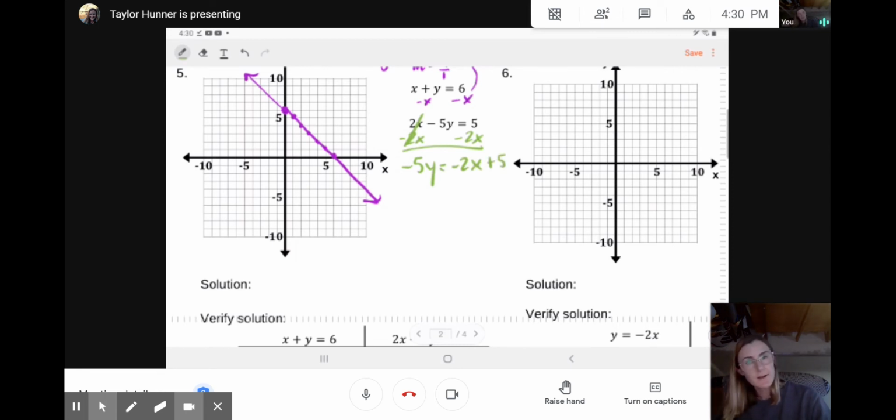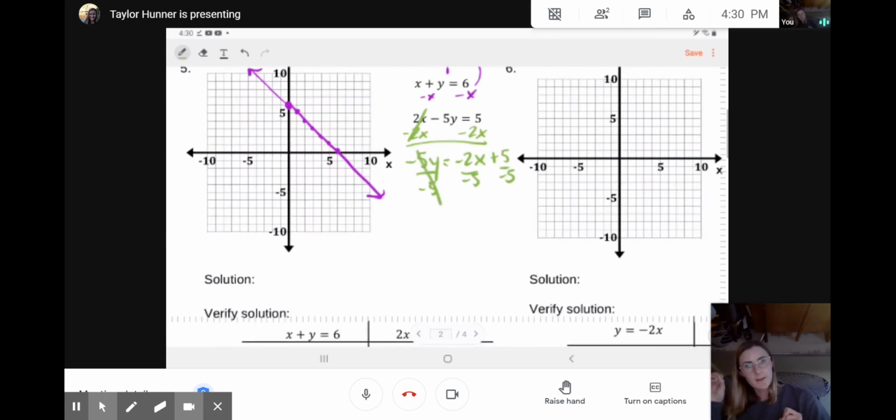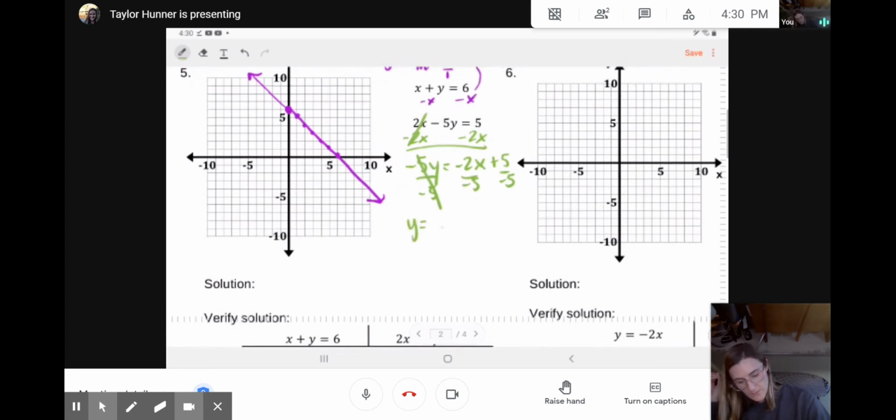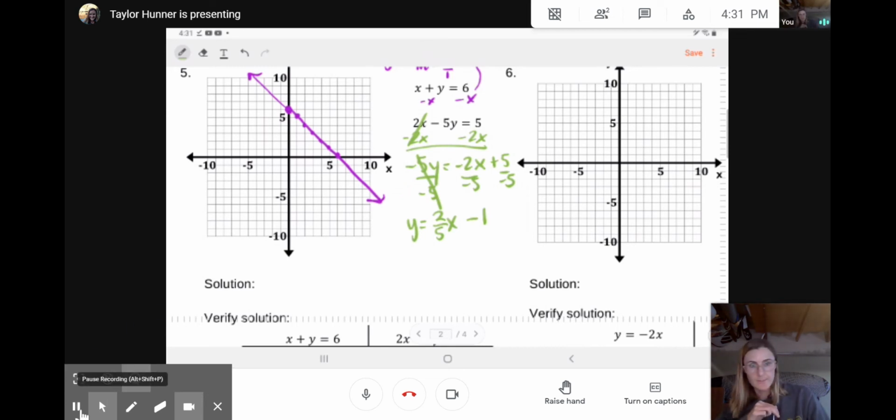I'm trying to get rid of that negative 5 now, and right now it's being multiplied by the y. I have to divide everything by negative 5 to undo that multiplication. So negative 5 divided by negative 5 will cancel. I just have y equals negative divided by negative is going to be 2/5 x. And 5 divided by negative 5 is just going to be negative 1. Go ahead and try and graph this. Pause the video, and we'll come back to it.